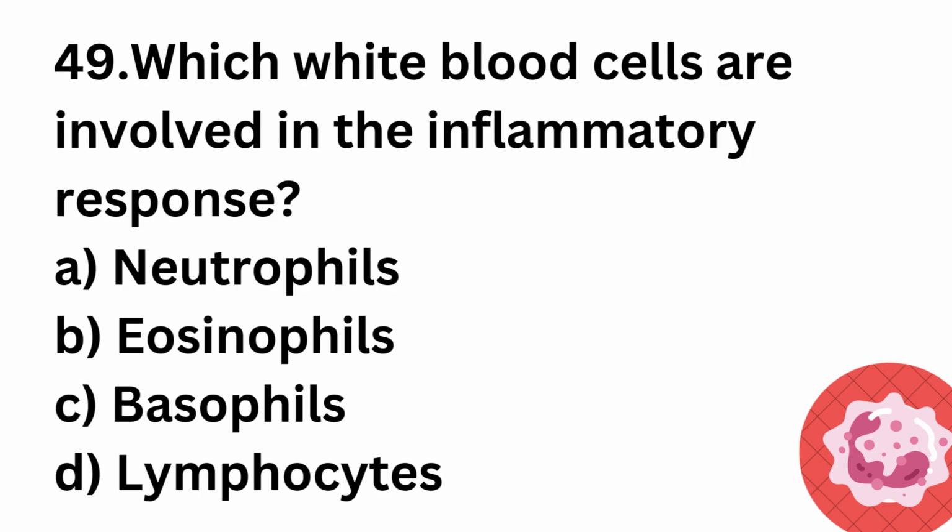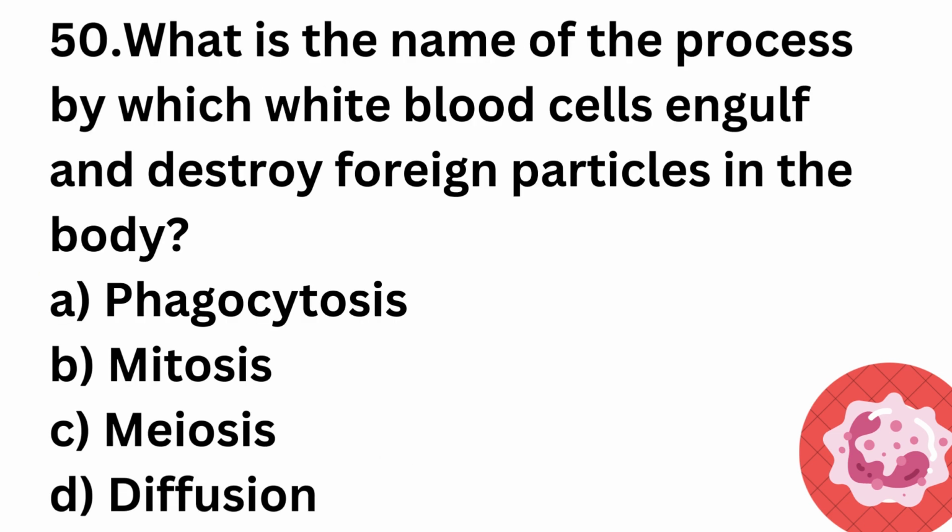Which white blood cells are involved in the inflammatory response? Neutrophil, eosinophil, basophil, lymphocyte. Inflammatory response means like when there is heat, redness, or swelling or pain. So the leukocytes, through the process of diapedesis, because they have false pseudopodia, come out of the blood capillaries and go to the place where there is disease or the pain to fight it. The answer is neutrophils.